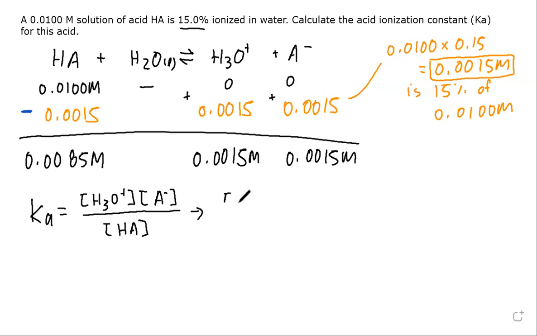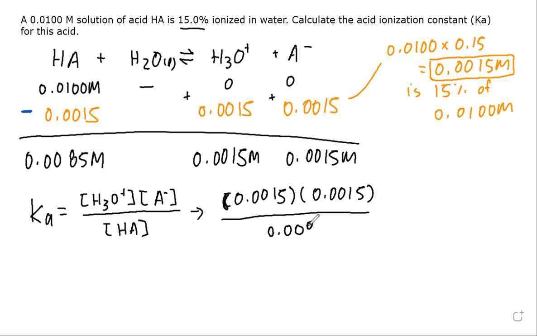We have 0.0015 times 0.0015 divided by 0.0085 will give us Ka. And I get, in scientific notation, 2.65 times 10 to the negative fourth.